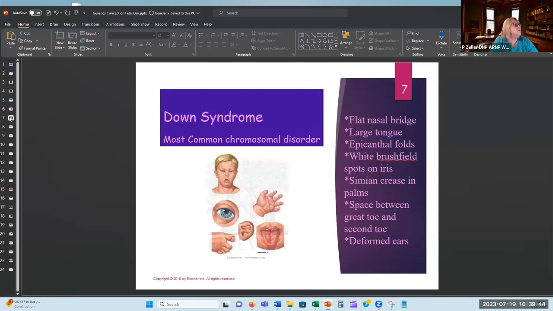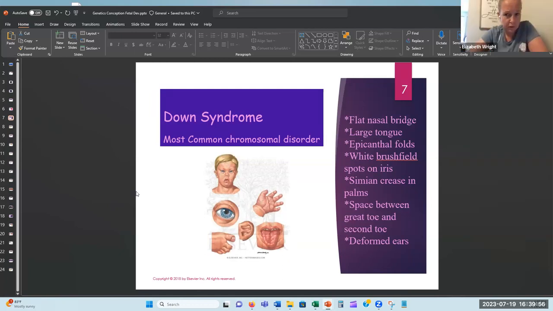So Down syndrome is uncommon. But who's at risk for having a baby with Down syndrome? Does anybody know? Women over 35? Yes. Women who have reached 35 years and get pregnant, the risk for having a Down syndrome baby is increased. Yes.